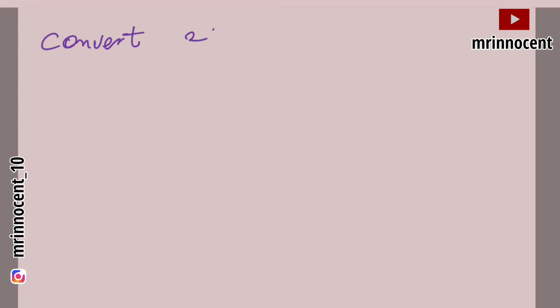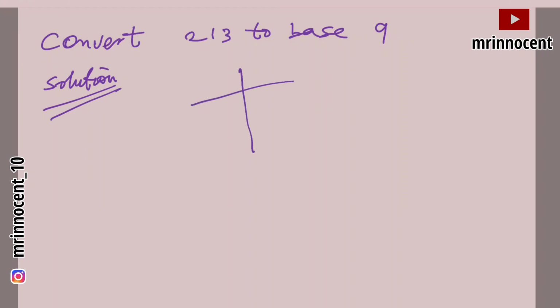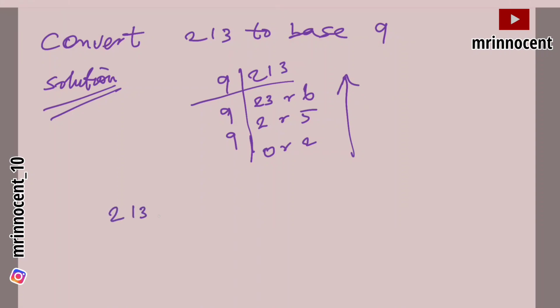Convert 213 to base 9. Solution. 213 to base 9. 9 into 213 is 23, remainder 6. 9 into 23 is 2, remainder 5. 9 into 2 is 0, remainder 2. Take it from top to bottom. You have 213 base 10 equals 256 base 9.